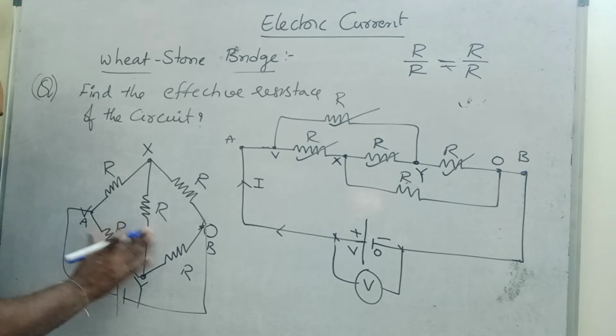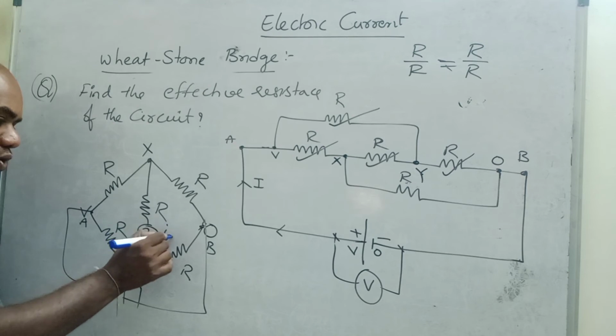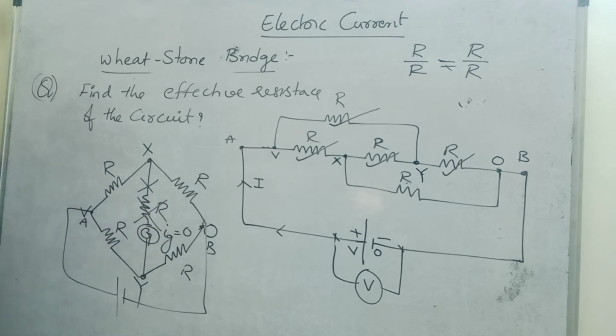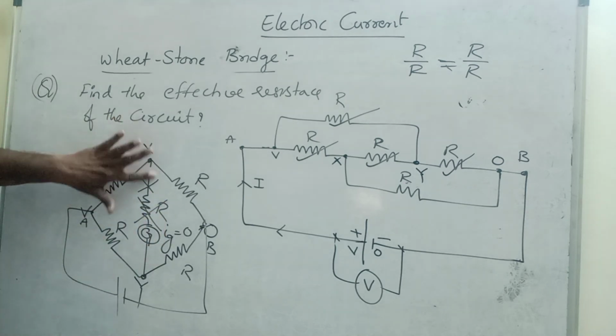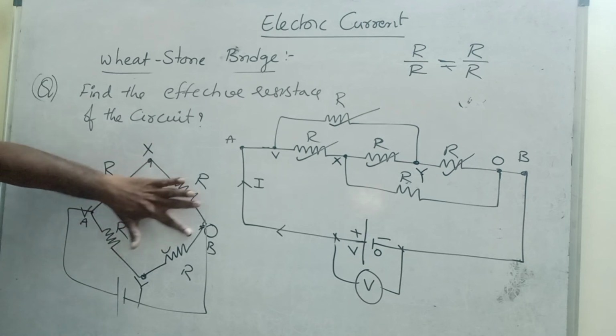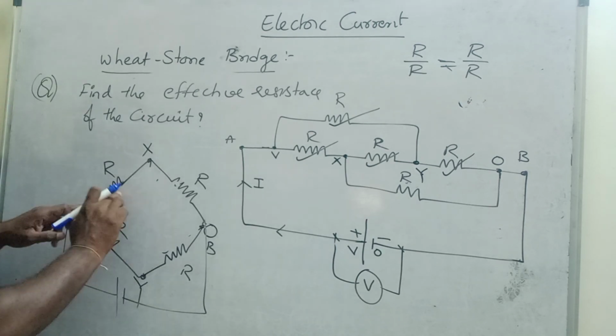So we can say if you connect a galvanometer here, the galvanometer does not show any deflection. That means current is not flowing here. That means this resistance is not useful. So you can remove this resistor easily. Now the circuit becomes easy. These two are in series. These two are in series. As we did, the same resistors, 2 are in series.